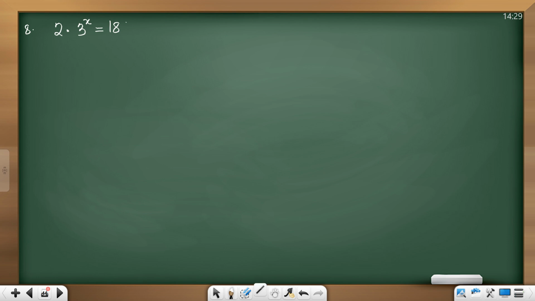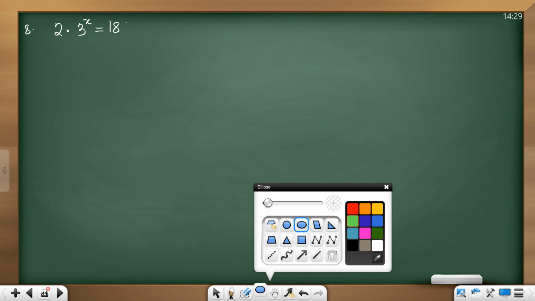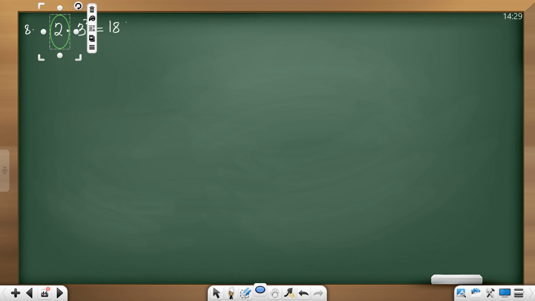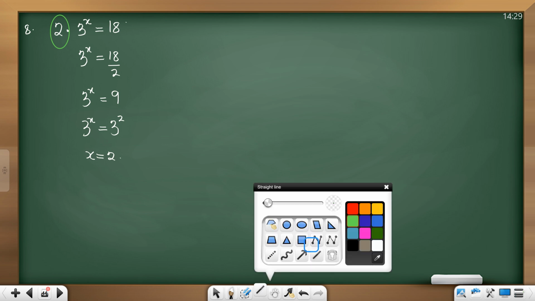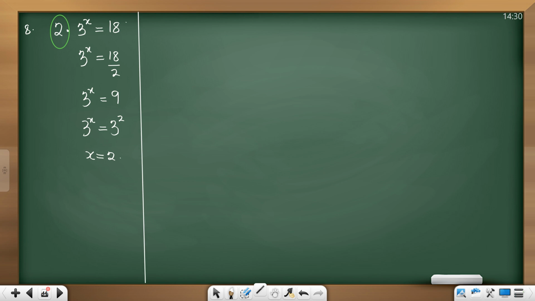I'll have to get rid of the 2. And what is my 2 doing here? My 2 is multiplying. When it is reversed, what's going to happen? It will divide. So 3 to the power x, 18 divided by 2 is 9. Oh, now I can write 9 as 3 to the power 2. And therefore, since the bases are the same, I can equate the powers. X equals 2. So I'm going to give you quite a number of activities. You just need to come back to the examples and follow through. Please write down number 8.